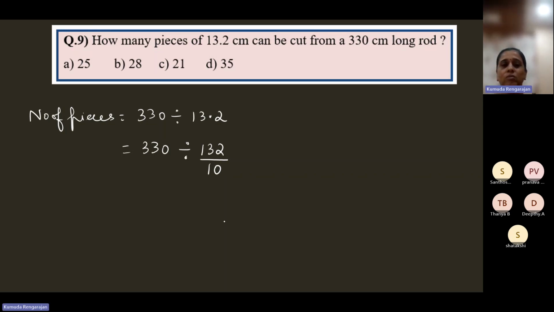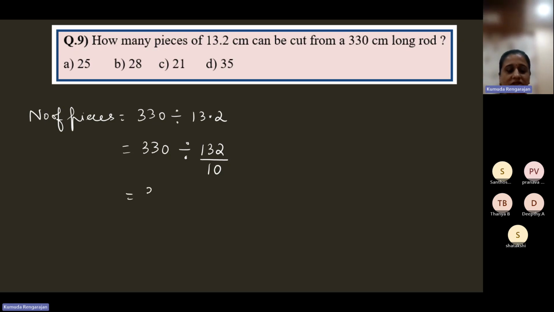So let's do one rule in every step. Don't apply more than one rule in one step. Don't change division to multiplication and take the reciprocal of the second number. First, convert this decimal number to a fraction. So 13.2 should be written as 132 by 10. So see here, 330 divided by, we retain the division symbol, 13.2 is equal to 132 by 10.